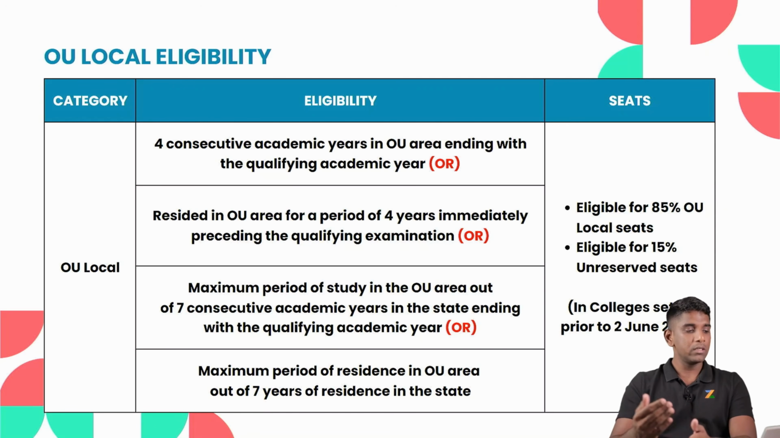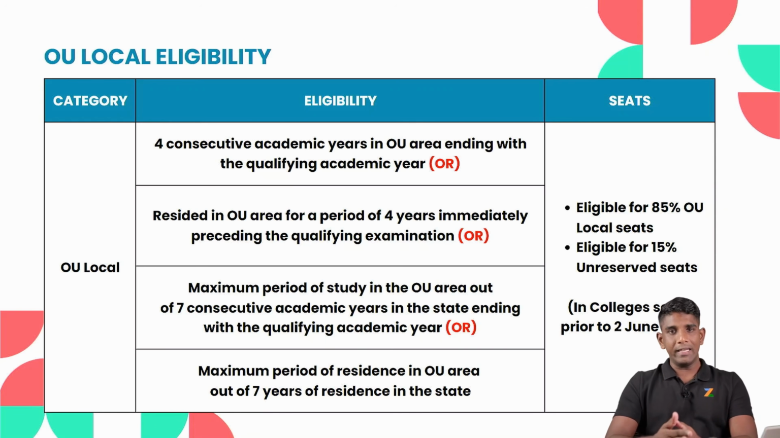Second condition is they should have resided in the OU area for a period of 4 years ending with the academic year. The third condition is they should have stayed in the state for 7 years, out of which the maximum period of study should be in the OU area. And the fourth condition is the candidate should have resided in the state for 7 years and out of which the maximum period of residence should be in the OU area. So one of these 4 conditions, if the candidate satisfies, then they are eligible as a OU local candidate.